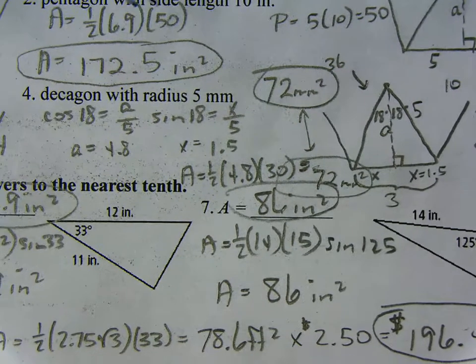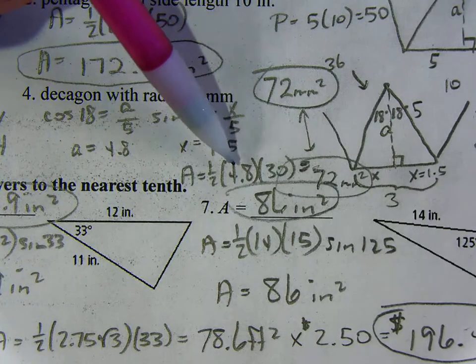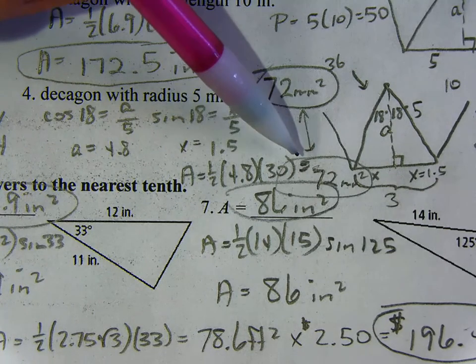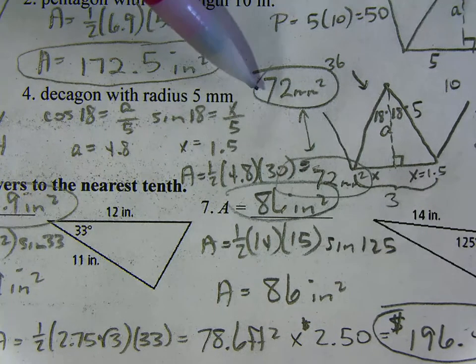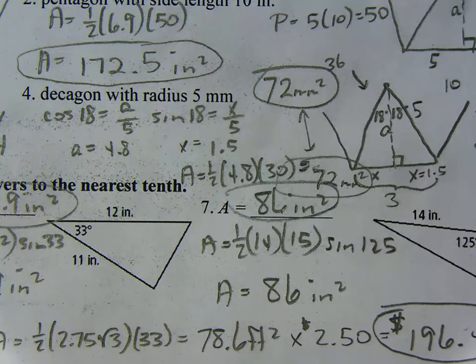So I've got the apothem is 4.8, the perimeter is 30, so 1/2 the apothem times the perimeter came out to be 72 millimeters squared. 72 millimeters squared, that's what I got for the answer. Okay, so that would be number 4.